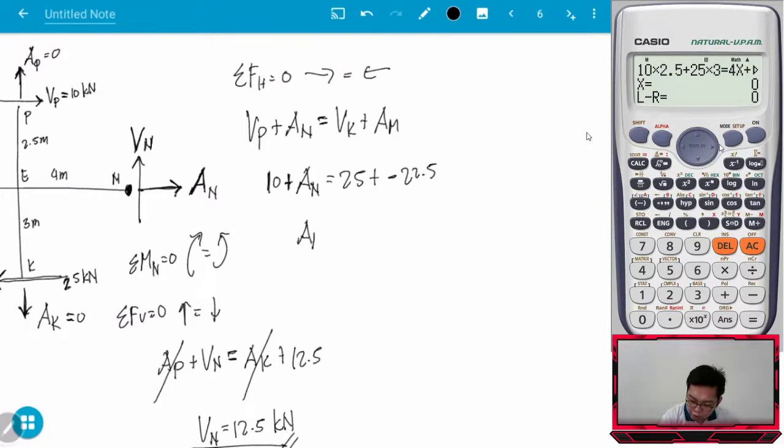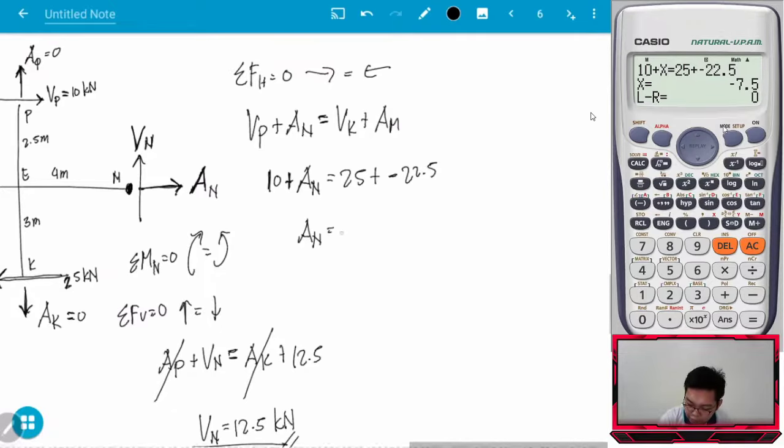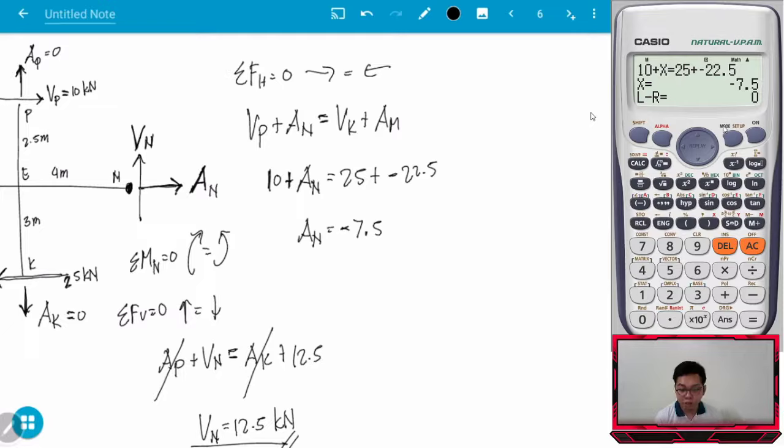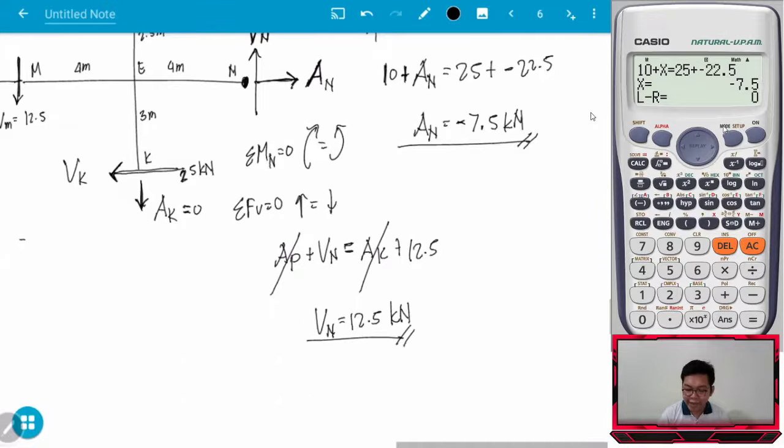Therefore, you can now actually solve for AN. Okay, solve na natin yung AN, guys. 10 plus X and then equal to 25 plus negative 22.5. Okay, so solve na natin. Yan, negative 7.5. So, negative 7.5 yung AN. Okay, so anyway, guys, negative meaning mali lang yung assumption natin. Okay, so anyway, guys, nasolve na natin yung AK, di ba?